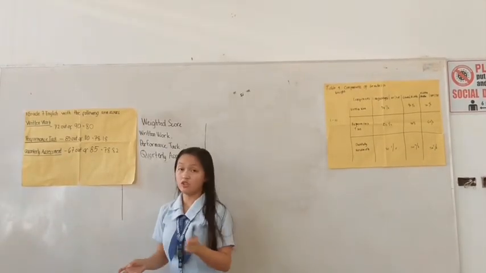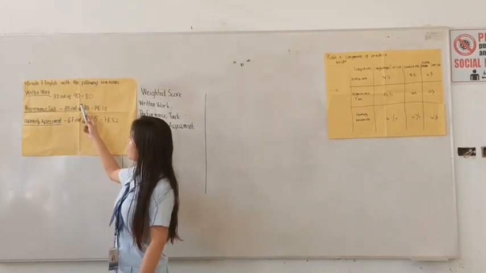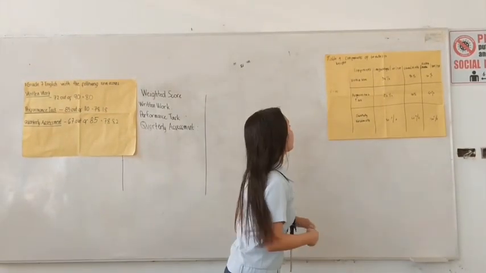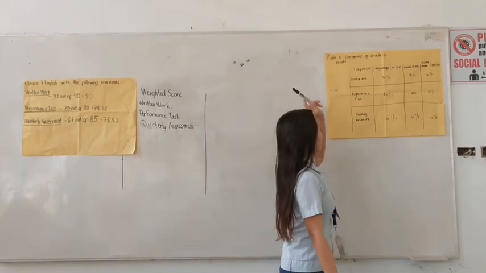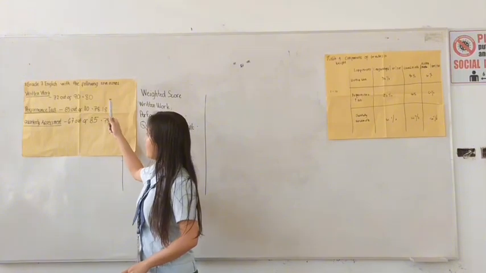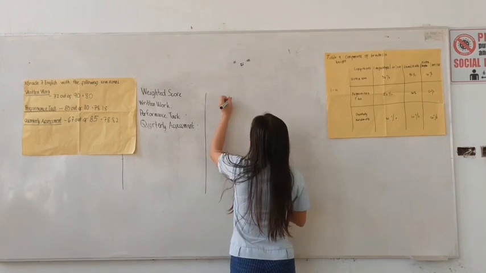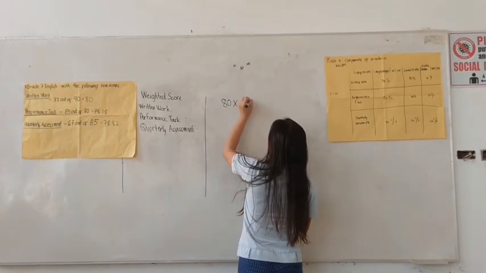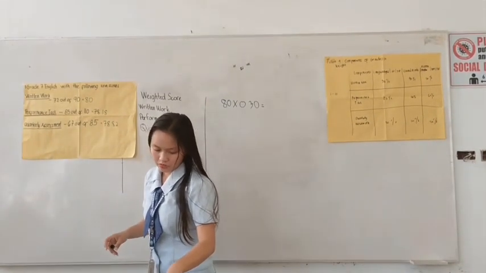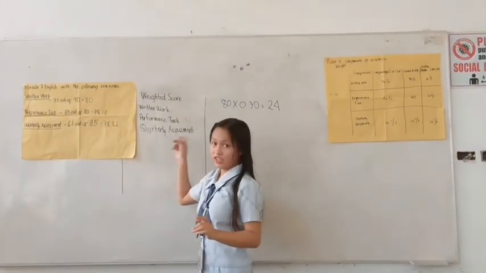So we will now proceed to weighted scores. To get the weighted score in written work, we have to use this table. You can see that written work in English is 30%. So we have to multiply 80 by 30%. 80 times 0.30, and the answer is 24. So the weighted score in written work is 24.